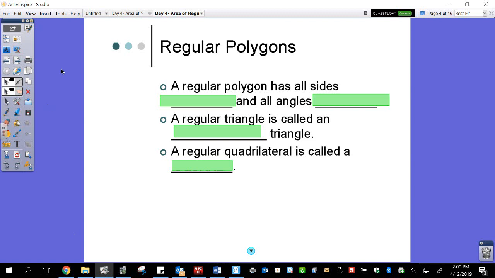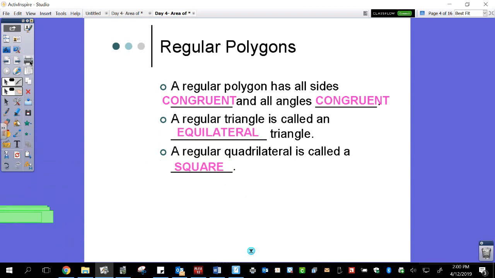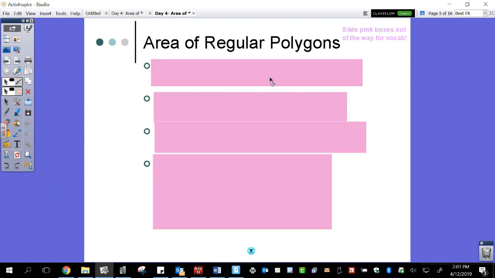Okay, so first thing you need to know is that a regular polygon has all sides that are what? Congruent, and all angles are congruent. What's a regular triangle called? Equilateral triangle. What's a regular quadrilateral called? A square. Okay, so this is where I want you to start writing down.